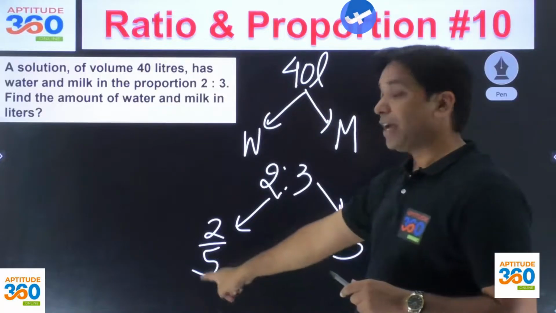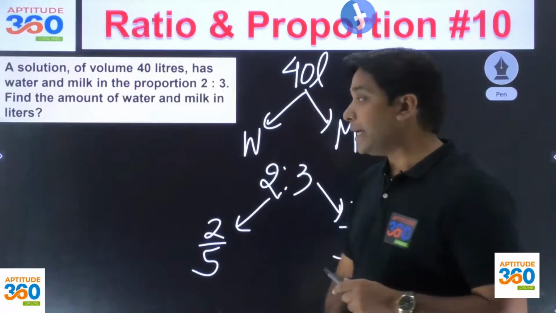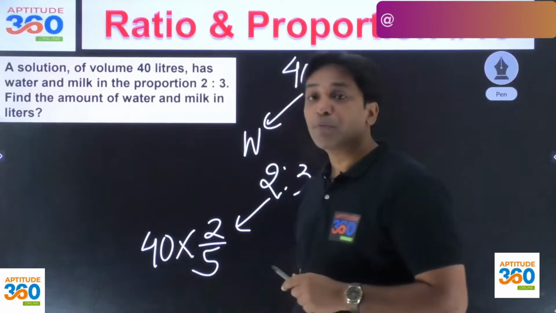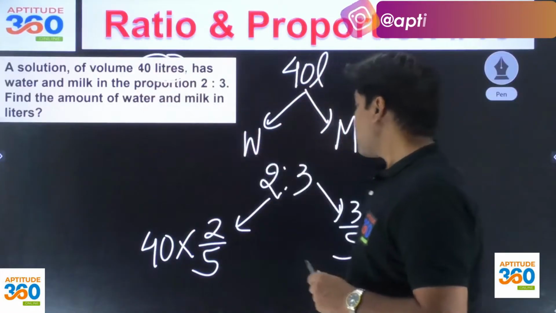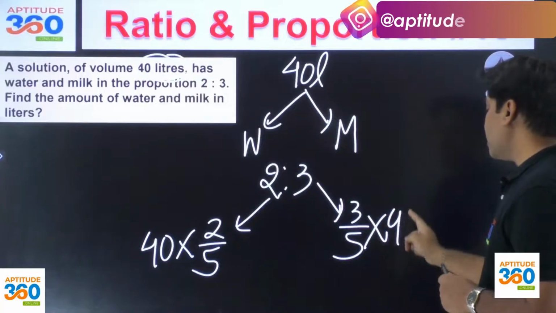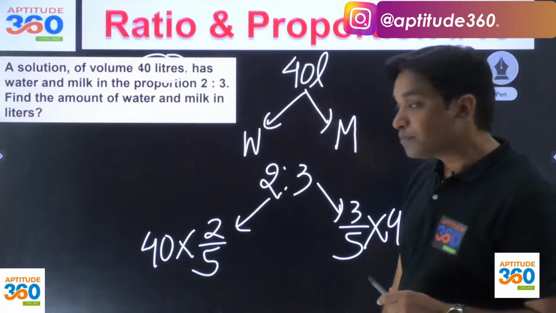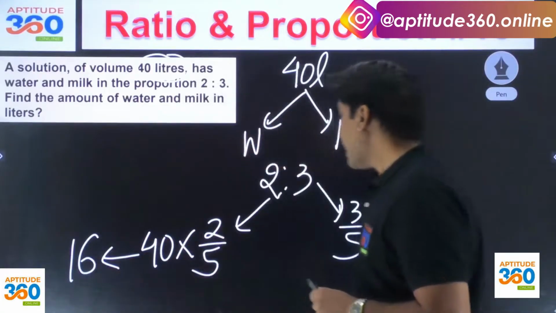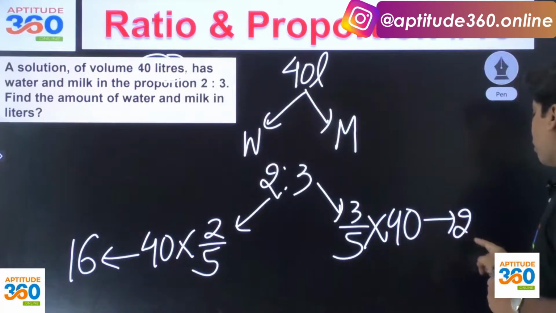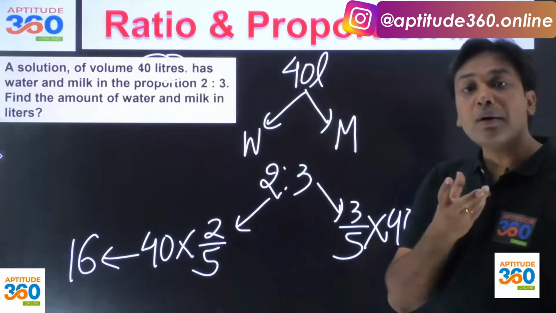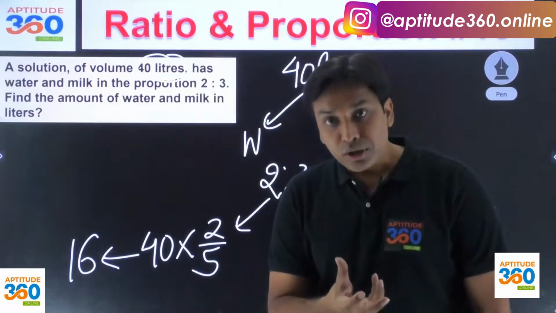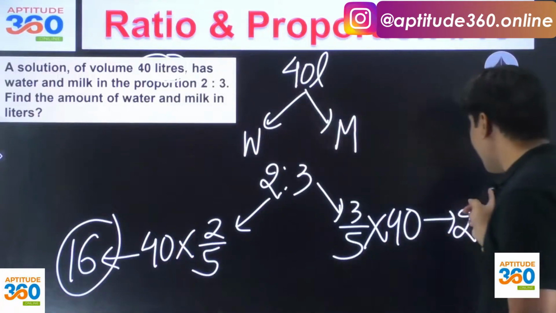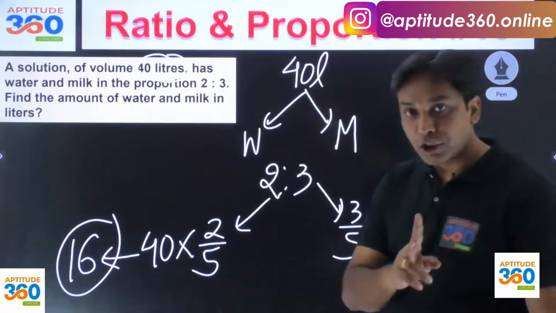How am I getting 5 in the denominator? 2 plus 3, 5, right? 2/5 of what? 2/5 of the total volume, which is given to you in the problem as 40 liters, whereas 3/5 of the 40 liters is going to be the milk. If you simplify these values, you are going to get 16 and 24. What does that mean? Out of 40 liters of the mixture, you have got 16 liters water and 24 liters milk. Did you understand this?